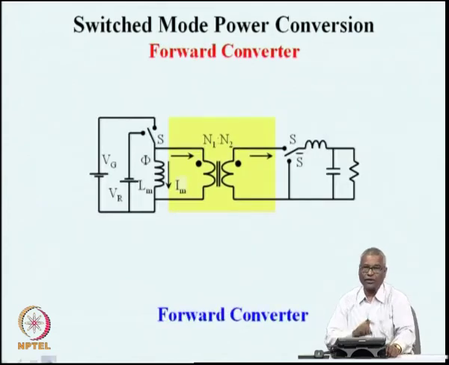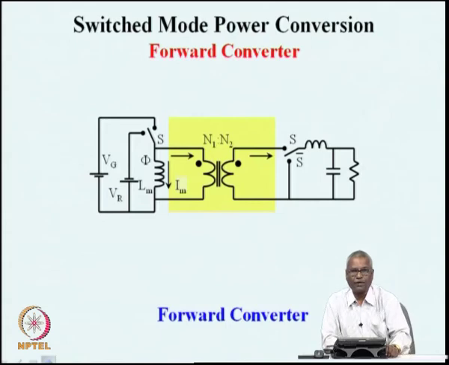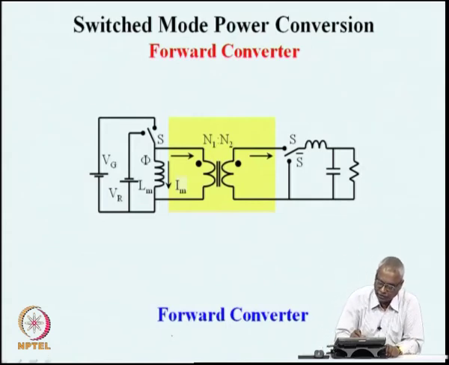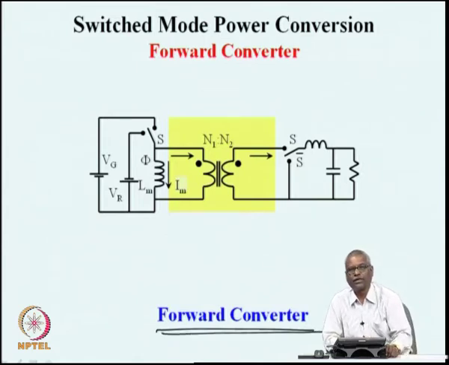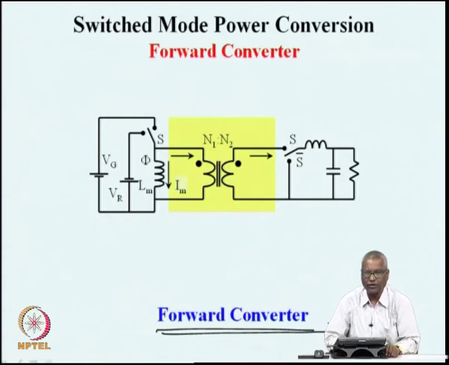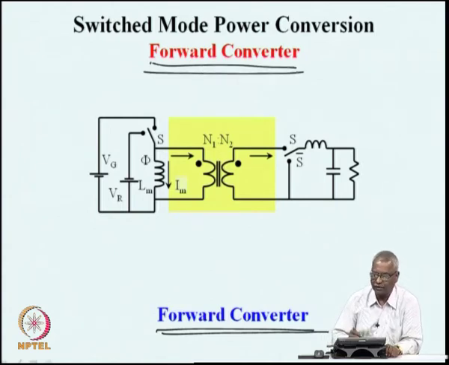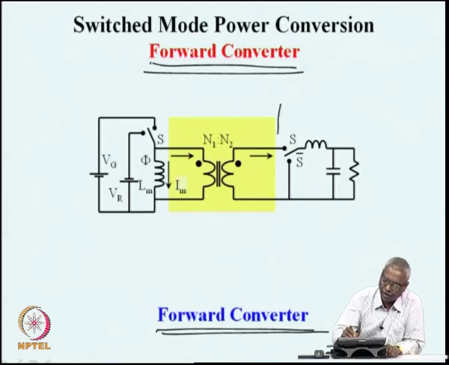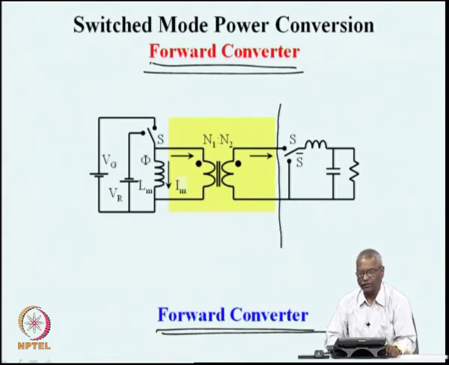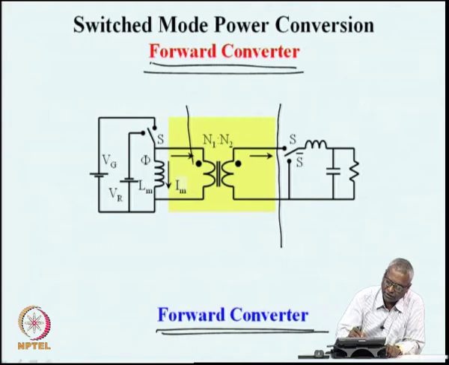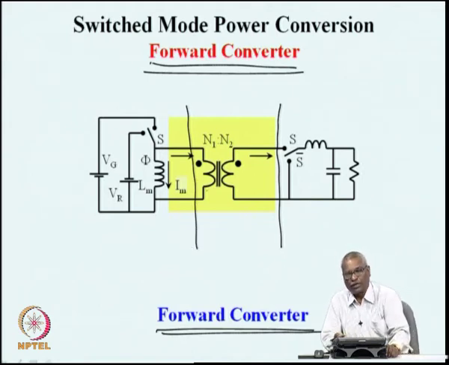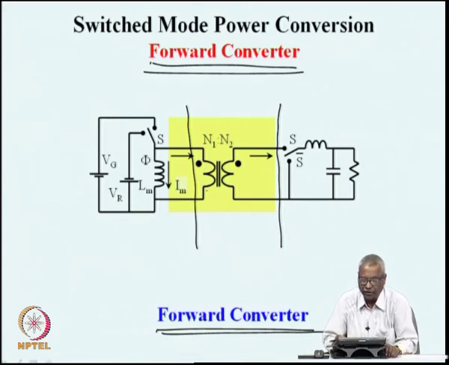So, let us look at now the converter, which is called the forward converter. This circuit topology is called the forward converter. It is one of the very first isolated power converters which we are now considering. This is a forward converter. We have a buck converter up to this point. Then a transformer isolation has been introduced. This transformer has both the non-ideality as well as the ideal property.